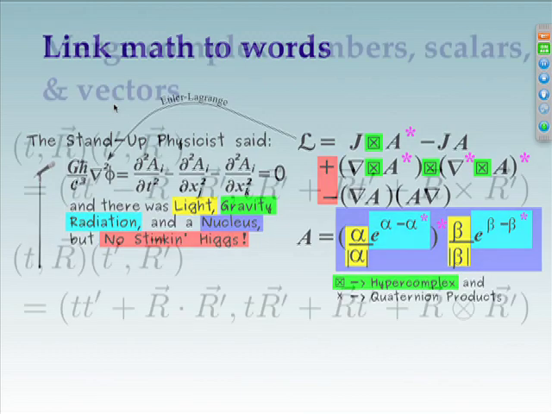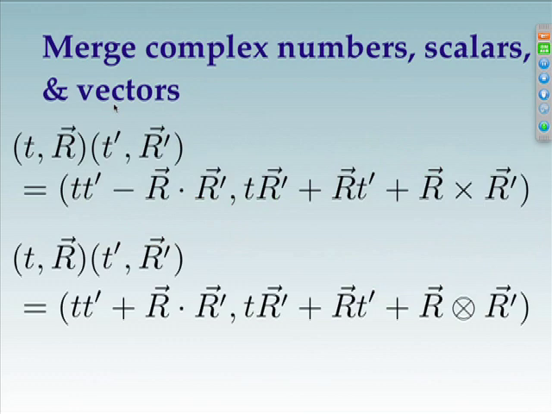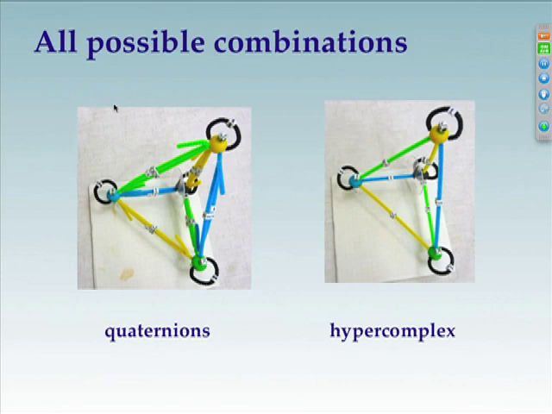Okay, so then it was the idea of merging complex numbers, scalars, and vectors using both i squared equals positive 1 and i squared equals minus 1 for hypercomplex and complex numbers respectively, or I should say quaternions.